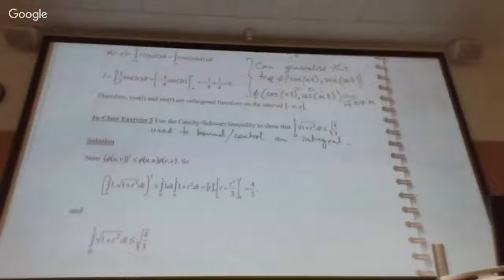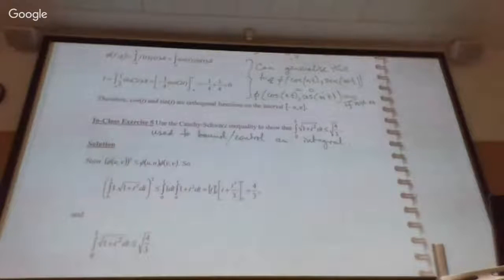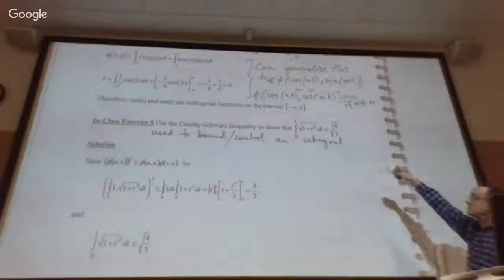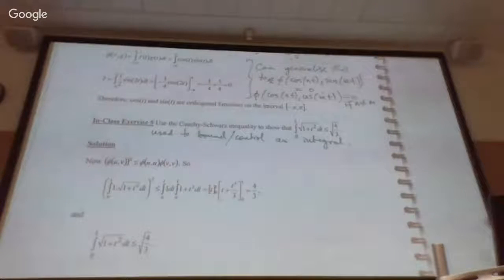Well, what we're going to see here is not a way to evaluate the integral, but a way to obtain an upper bound on it. Okay? So we're wondering how big can this value get, this integral from 0 to 1 of the square root of 1 plus t squared? Well, by applying the Cauchy-Schwarz inequality, apparently we can place an upper bound of the square root of 4 over 3. Okay? Just a number a little bit bigger than 1.